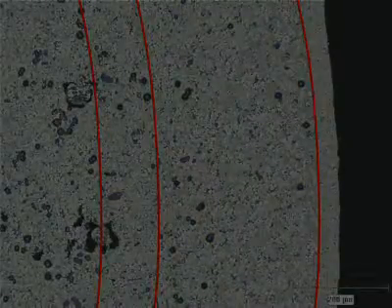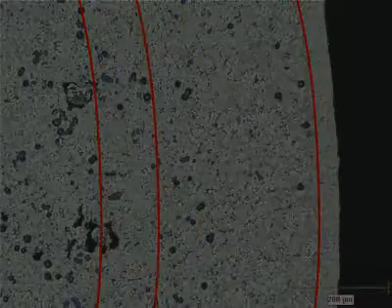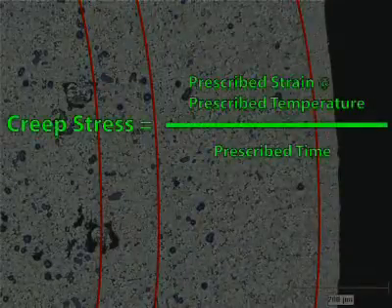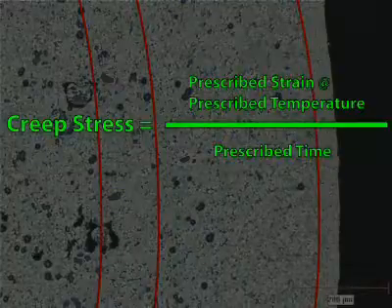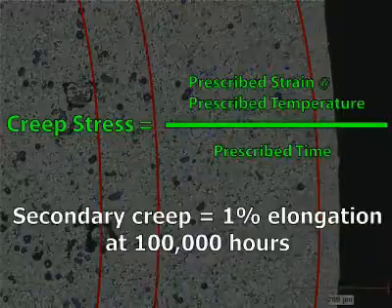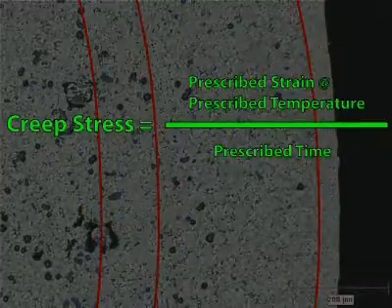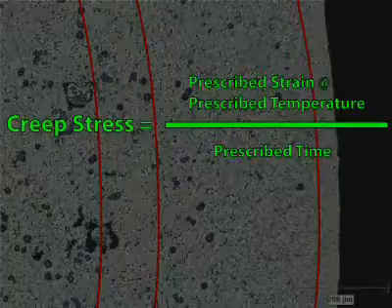Creep is expressed as the stress required to produce a prescribed strain at a prescribed temperature over a prescribed time period. A reference point for secondary creep is 1% elongation at 100,000 hours, approximately 11.4 years. Data are usually taken on specimens subjected to uniform tensile stress and uniform bending moments.